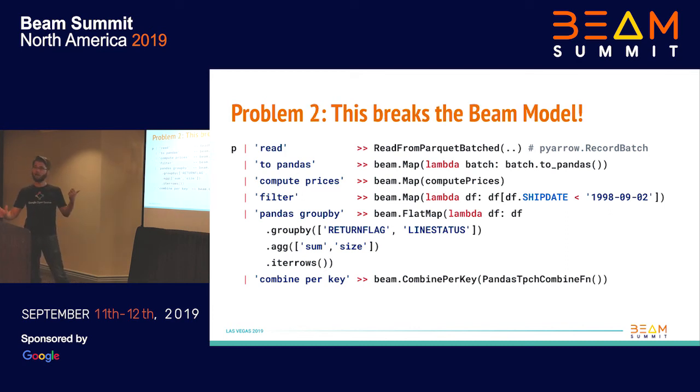But the bigger problem that I started to jump forward to is that this breaks the Beam model, right? Now I have multiple records in an individual element going through my pipeline. And so I can't have a single event timestamp to represent what that record is. So if I wanted to do windowing or anything like that to actually have a streaming pipeline, or even do windowing in a batch pipeline, I couldn't do that.